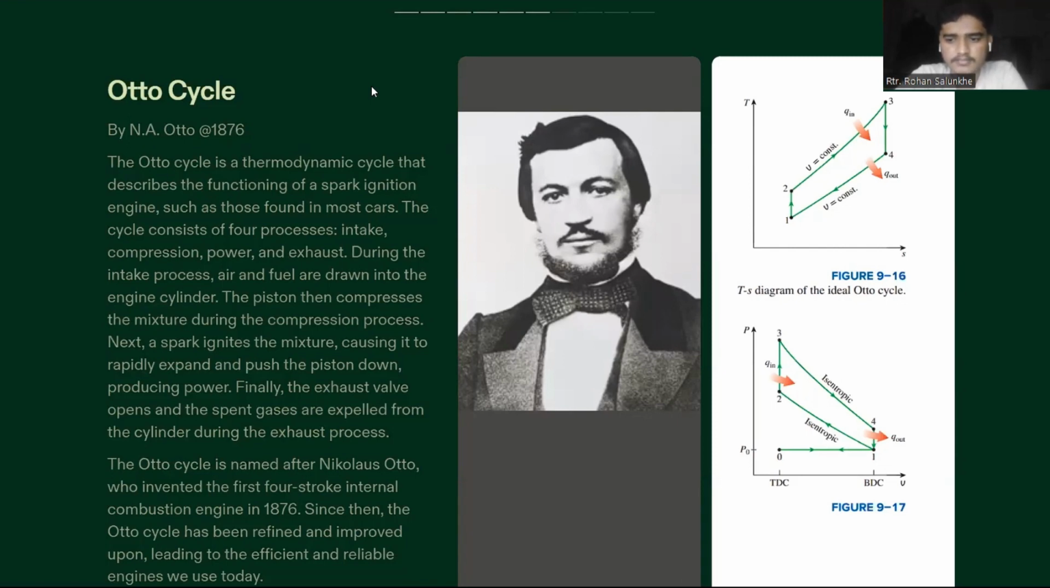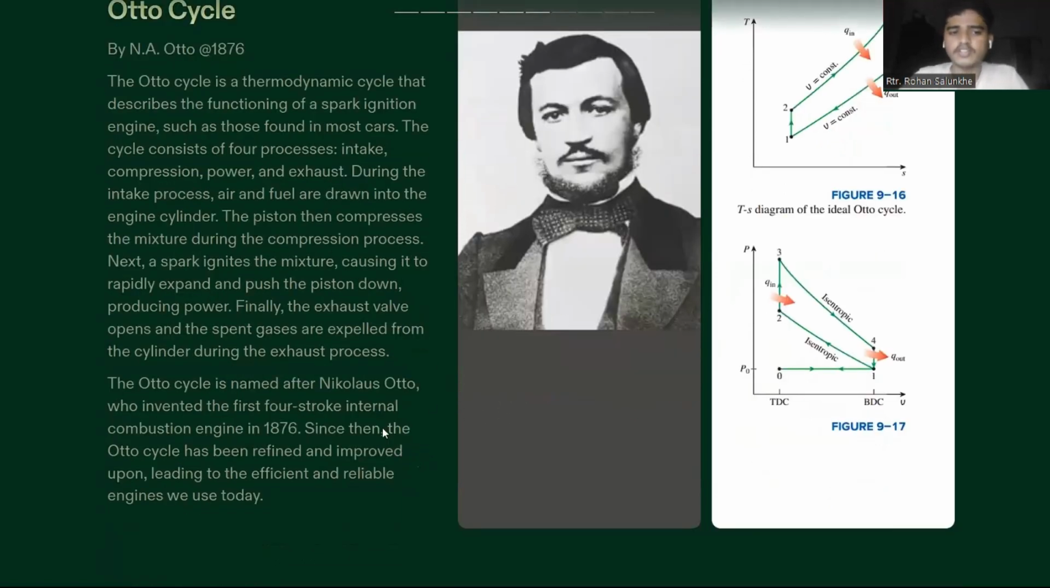During the intake process, air and fuel are drawn into the engine cylinder. The piston then compresses the mixture during the compression process. Then next, a spark ignites the mixture, causing a huge expansion of the mixture, which moves the piston. And here is the power generated. So the Otto cycle is named after Nicholas Otto, who invented the four-stroke internal combustion engine in 1876. Since then, the Otto cycle has been refined and improved upon, leading to the efficient, reliable engines we use today.